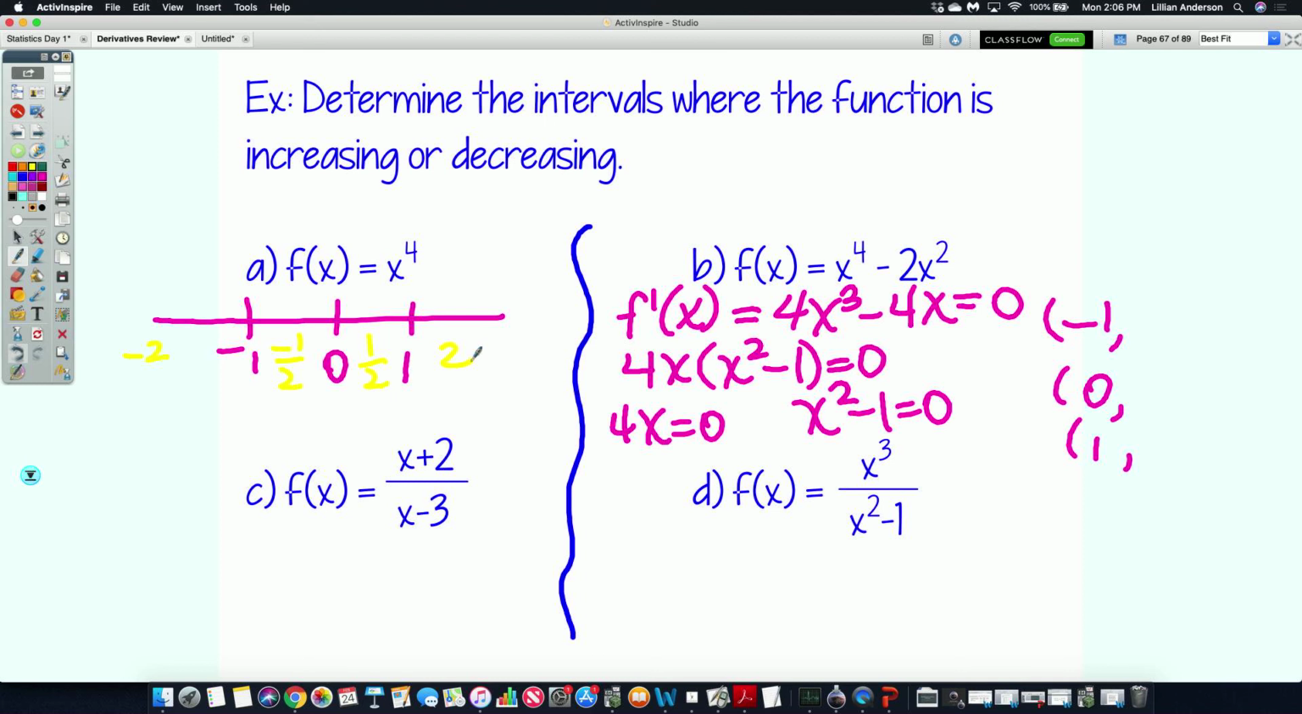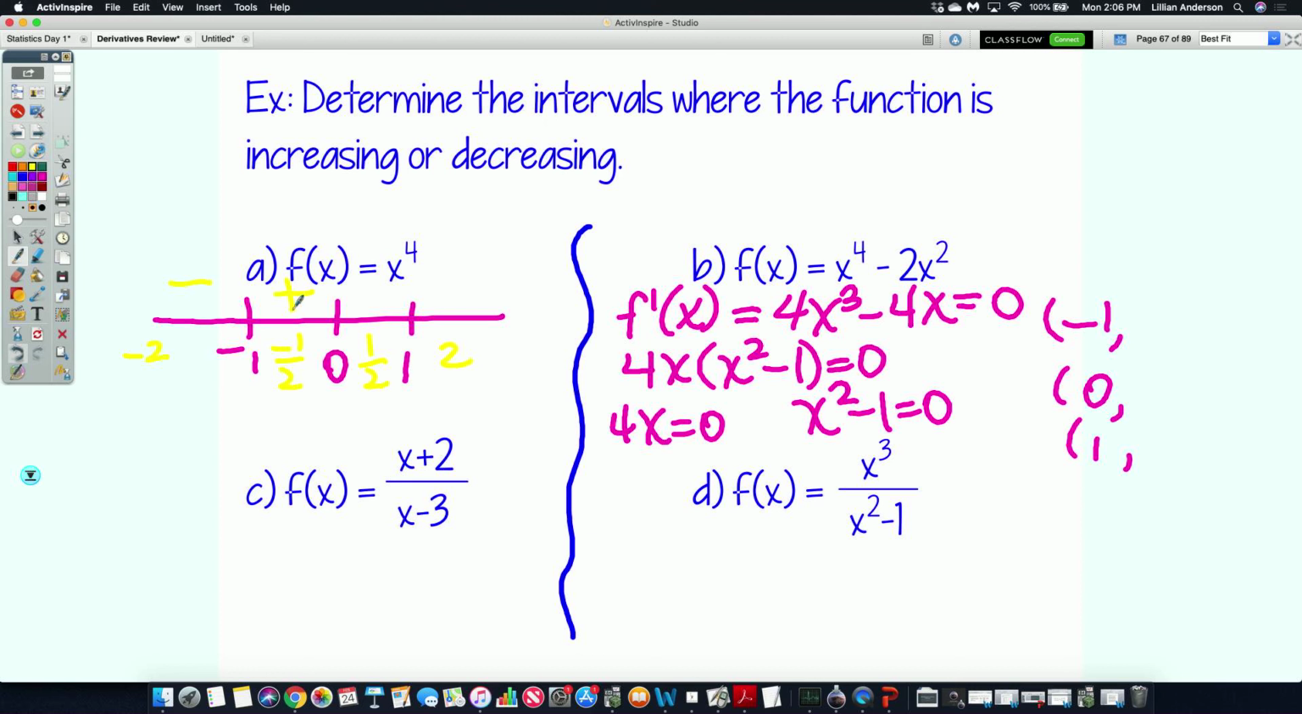When I plug in -2, that's going to give me -32 plus 8. Is that positive or negative? Negative. When I plug in -1/2, that gives me -1/8. 4 times -1/8 is -1/2. Then negative and negative make a positive. So what's actually happening in between -1 and 0? It's positive.